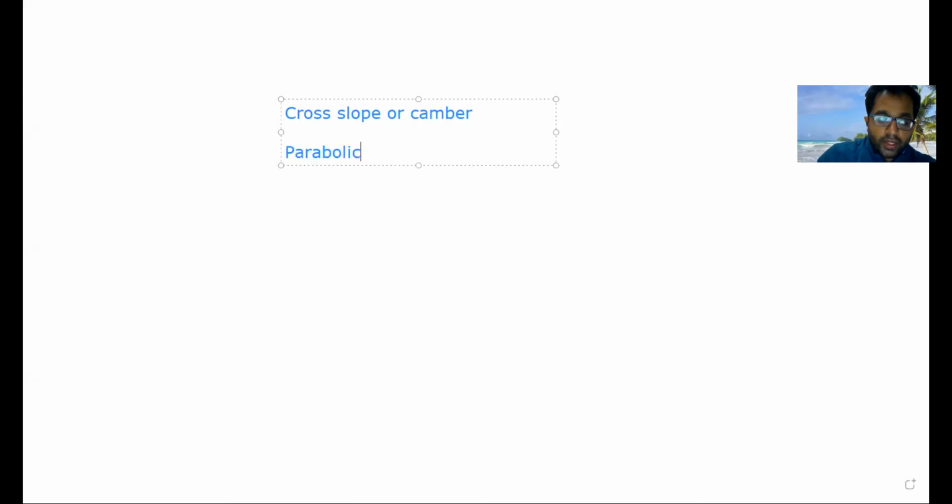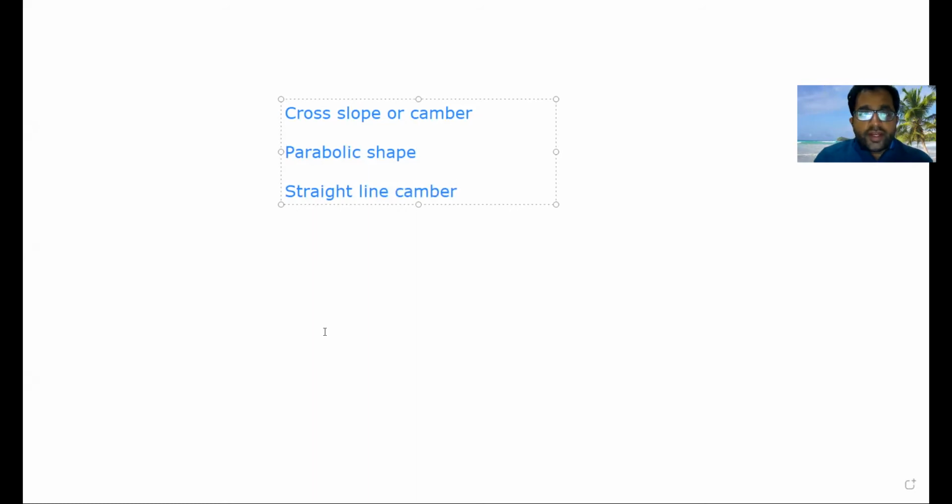Okay, next is the shape of cross slope. Cross slope or camber can be provided in two ways: either it can be parabolic shape or it can be straight line camber.